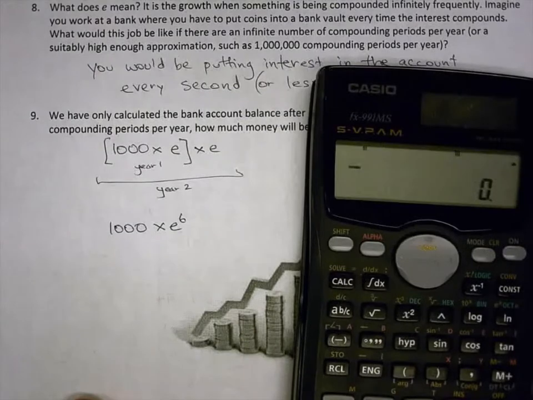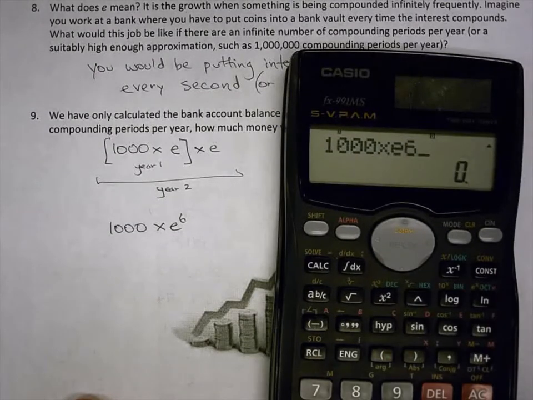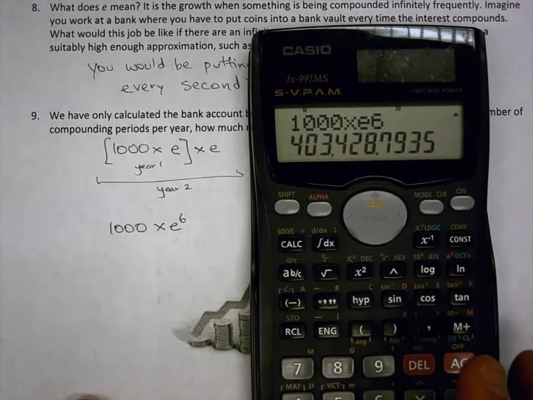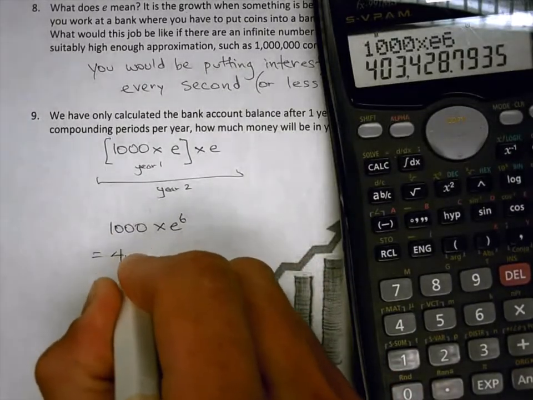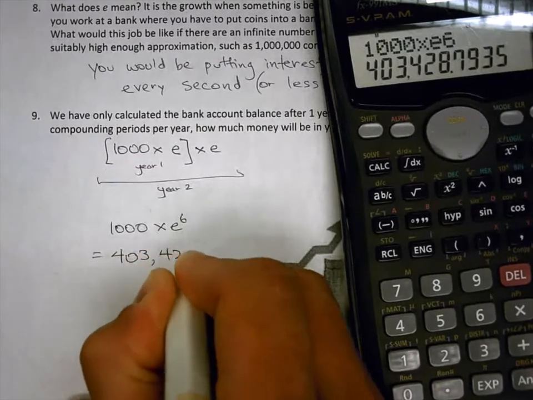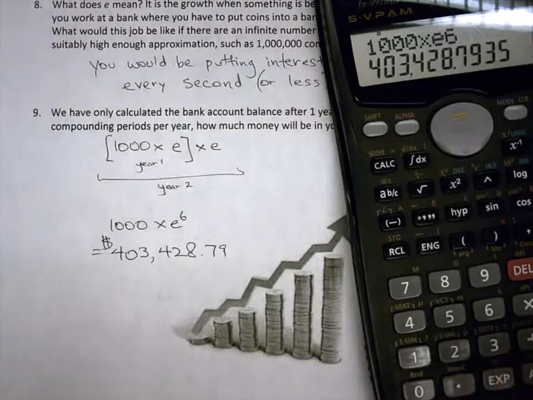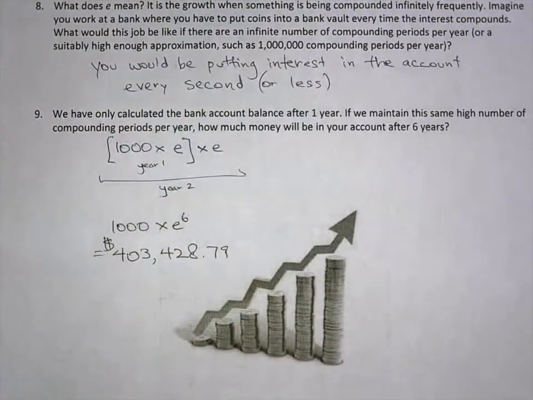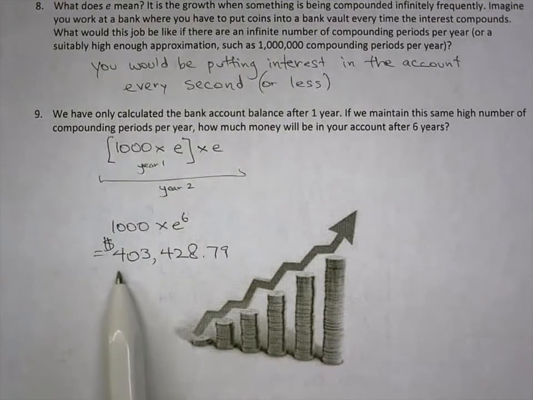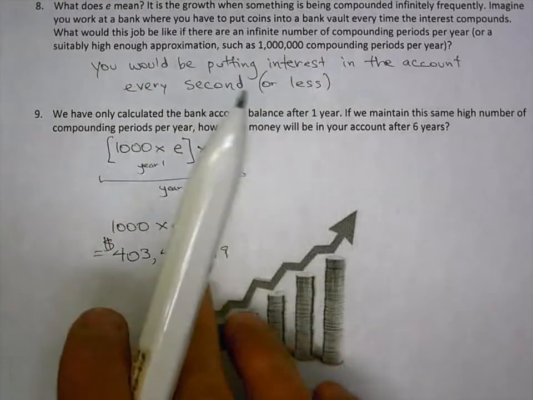Type that into my calculator. 1,000 times shift e^6. That's how it works on my calculator. And I would have, wow, tons of cash all in my bank account. 403,428.79. Again, this is a pretty magical bank account where you more than double your money every year. So it's very much impossible, but at least you get the idea of how we're able to figure that out. So that's the explanation of e.